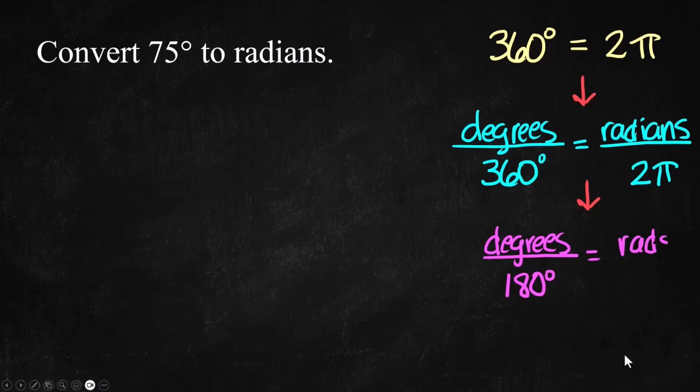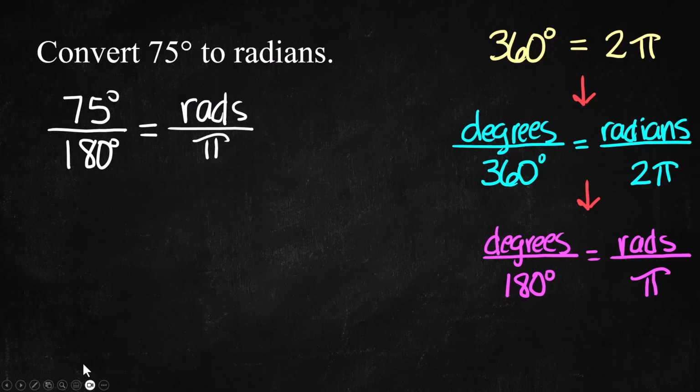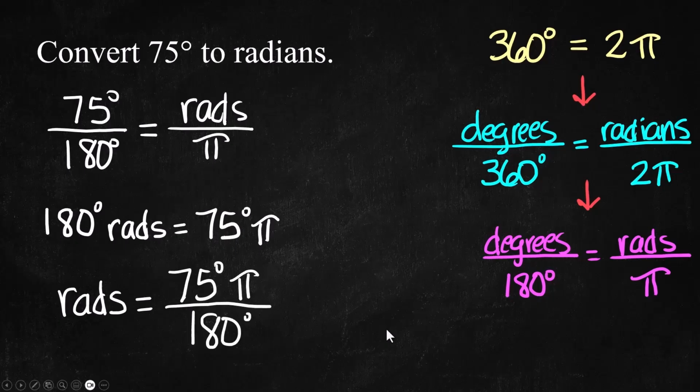And if I reduce that, like just take 360 and divide it by 2 and 2 pi and divide it by 2, you get degrees over 180 equals rads over pi. I'm going to use this proportion to set this up. 75 degrees over 180 equals its value in radians over pi. Cross multiply and divide by 180. And this would be where I remember that, oh yeah, the conversion for degrees is pi over 180.